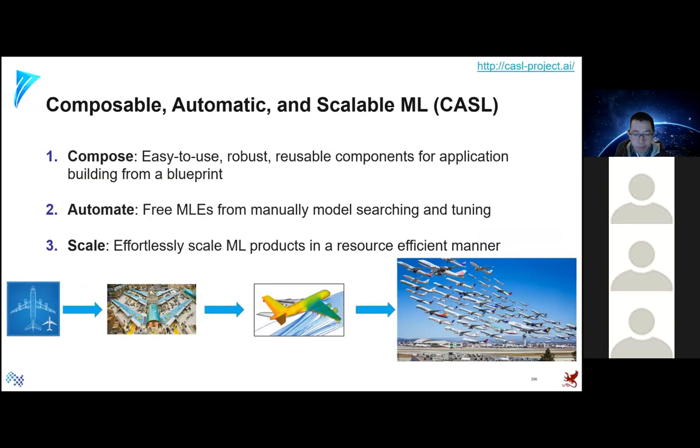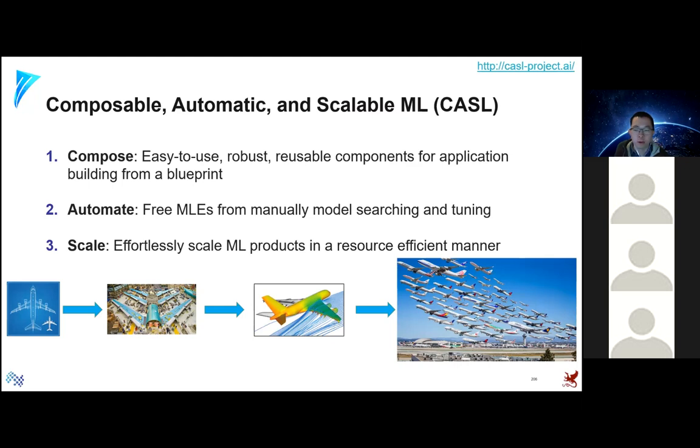Okay. So for the next generation AI practitioners, how can we improve the way of building AI solutions in modern production environments? Here we propose the Castle framework for a mature production line. Castle stands for composable, automatic, and scalable. So starting from a blueprint built on first principles, we believe any AI solution should be built from robust, reusable components with a standard interface.